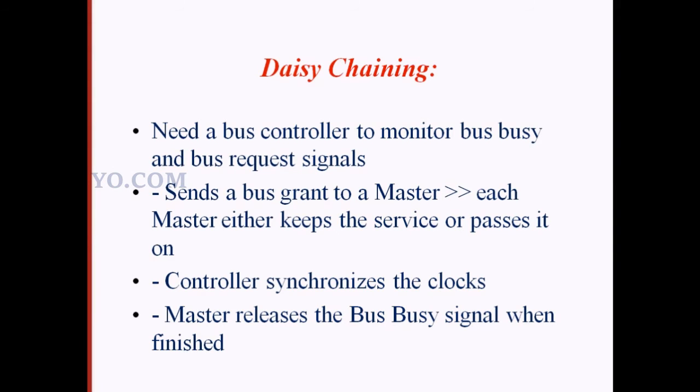So this is a summary related to daisy chaining. It needs a bus controller to monitor the bus busy and bus request signals, and send a bus grant to the master. Each master either keeps the service or passes it. The controller synchronizes the clocks. The master releases the bus busy signal when it is finished. So this is daisy chaining.